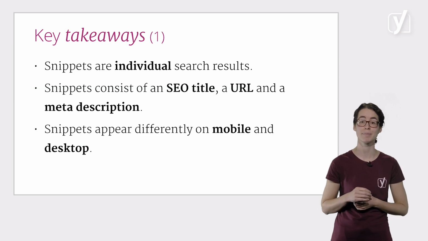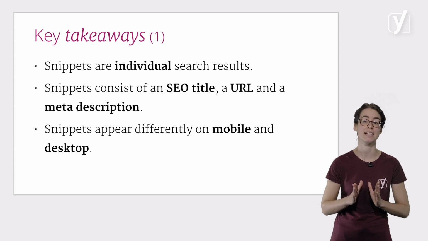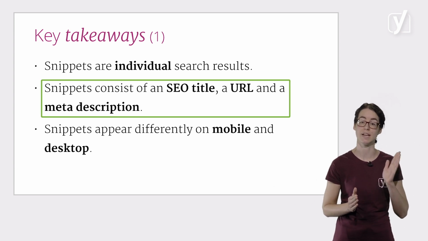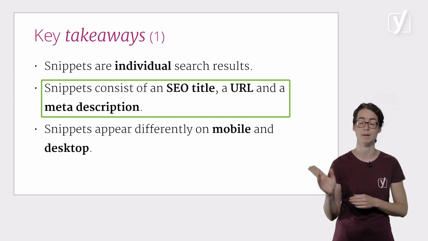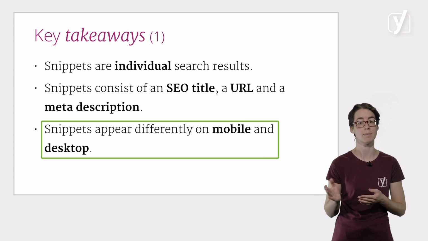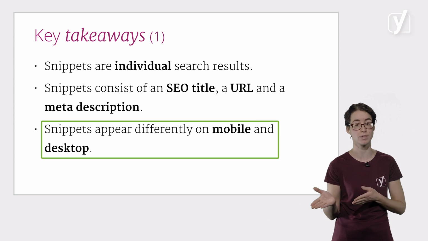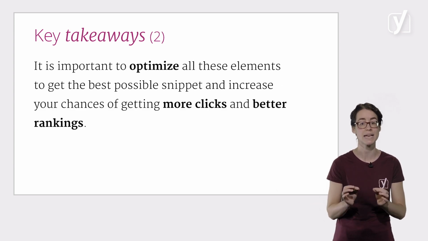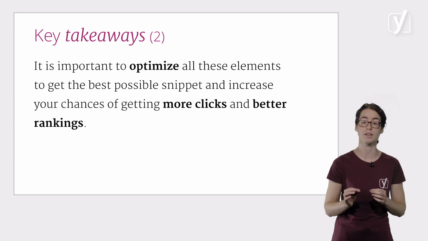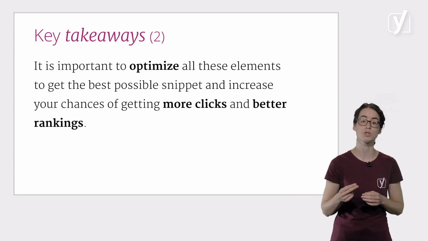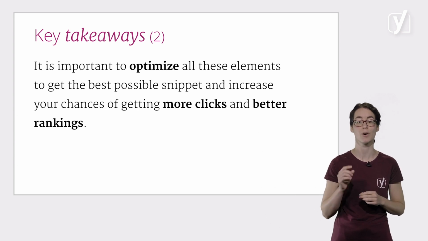Now, shall we wrap up? In this lesson, you learned that snippets are the individual search results you see on Google. They consist of an SEO title, a URL, and a meta description. Snippets appear differently on mobile and desktop. The main difference is that on mobile, snippets also contain a favicon and sometimes an image. It's important to optimize all these elements to get the best possible snippet and increase your chances of getting more clicks and better rankings. In the next screencast, we'll show you how you can optimize your snippets with Yoast SEO.